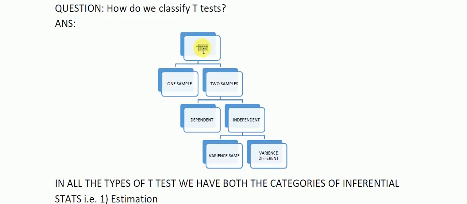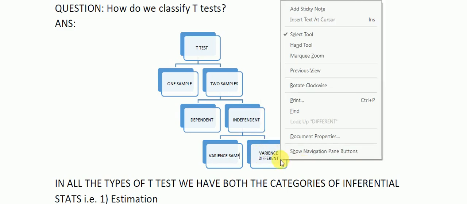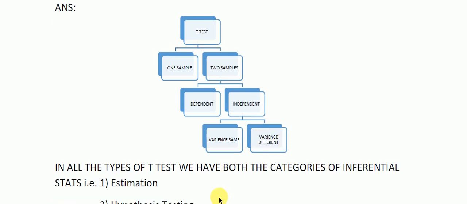So t-tests, basically we have two major categories of t-tests: one sample t-test and two sample t-tests. Then in two sample t-tests, we have the dependent two samples and the independent two samples. And further, in the independent two samples, we'll have two independent samples which have the same variance, and two independent samples which have different variance. So if you can recall, variance is the square of standard deviation. Okay.